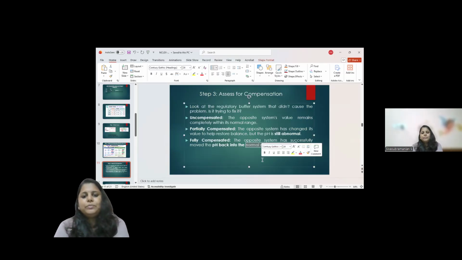So the third step, we have to assess for compensation. We have to look into the compensation method, whether it is fully compensated, partially compensated, or uncompensated. Let's see one by one.